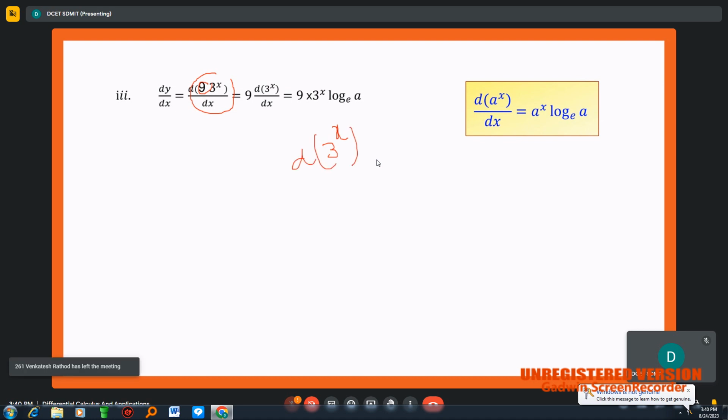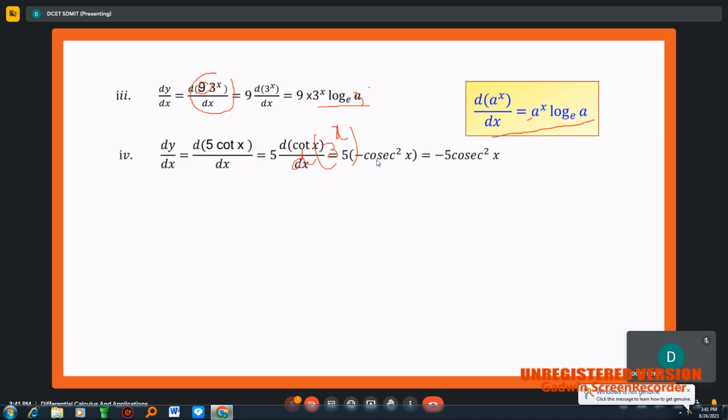Differentiation of 3 to the power of x means we are applying the differentiation of a to the power of x rule. What is the differentiation of a to the power of x? It is a to the power of x into log a to the base e. 3 to the power of x stays as it is, and 9 is a constant. Differentiation of 3 to the power of x is 3 to the power of x into log 3. Okay, sorry, change here: log 3. This is not a, it is log 3.